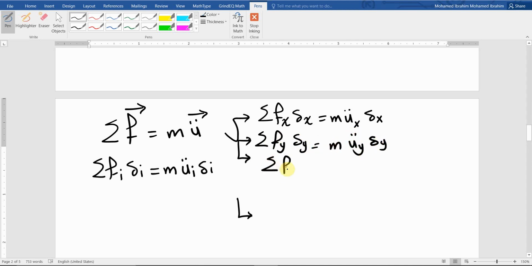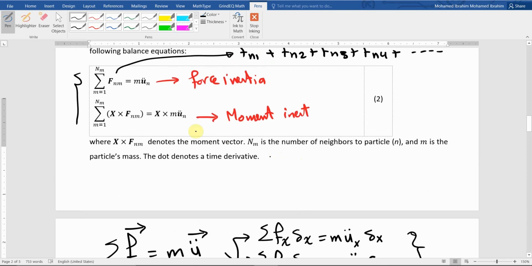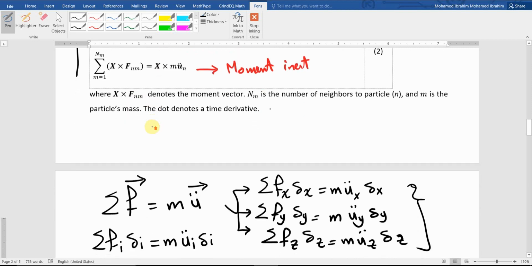This is the same thing for the sum of forces along z, delta z equals the mass times uz double dot delta z. Make sense? So that's why we're going to end up with three equations that describe the dynamics of this particle. But how about these other three equations of the moments? Because the moment itself is going to give us another three equations, right?